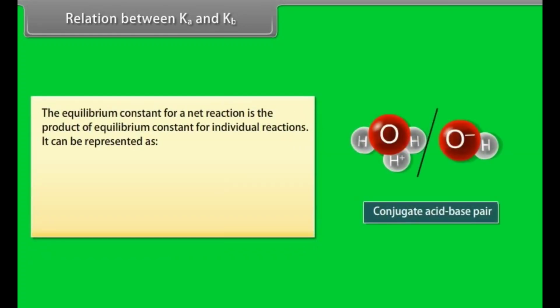Relation between Ka and Kb. The equilibrium constant for a net reaction is the product of equilibrium constants for individual reactions. It can be represented as K net is equal to K1, K2, K3, and so on. For a conjugate acid-base pair, Ka into Kb is equal to Kw.